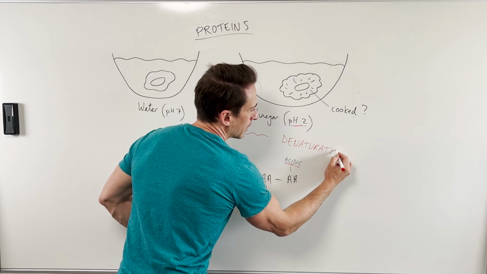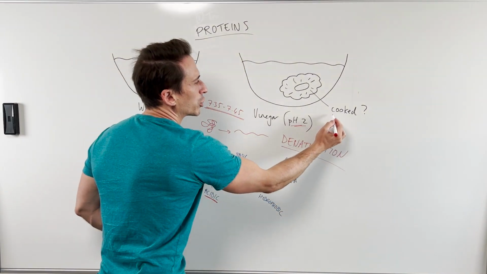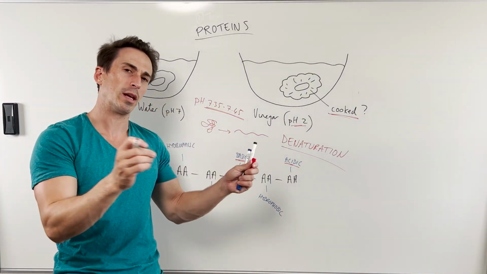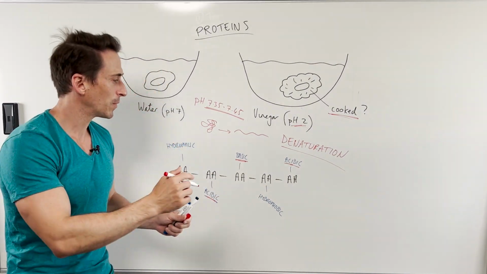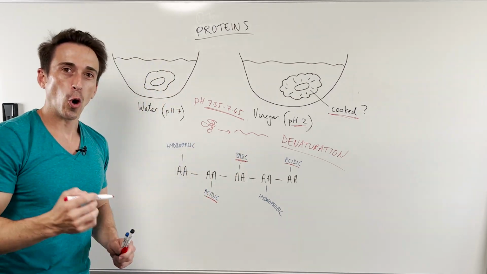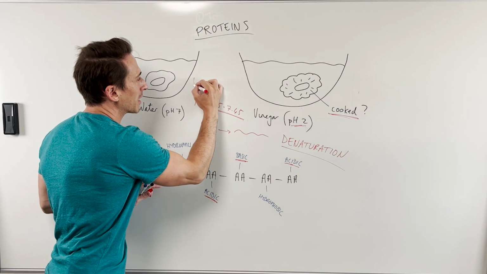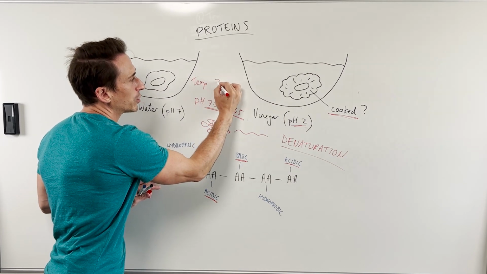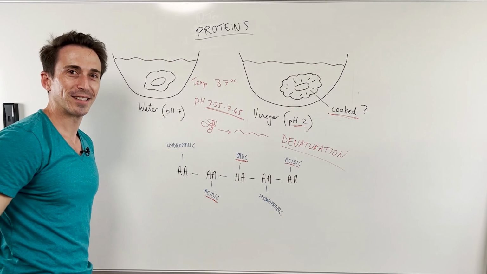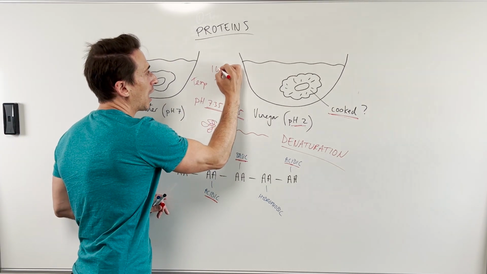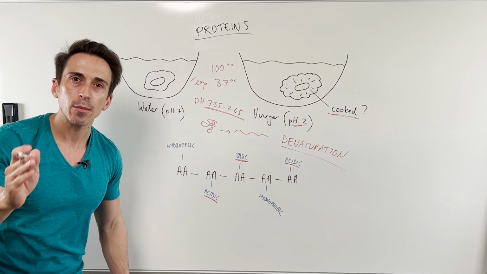Denaturation. Now, your question might be, why does it look as though it's cooked? The egg looks pretty much similar to the way it does when you put it into a frying pan, because the folding of proteins also happens at a particular, not just particular pH, but a particular temperature, which is around about 37 degrees. So if you heat a pan up and crack an egg in, let's just say, 100 degrees, the same thing happens.